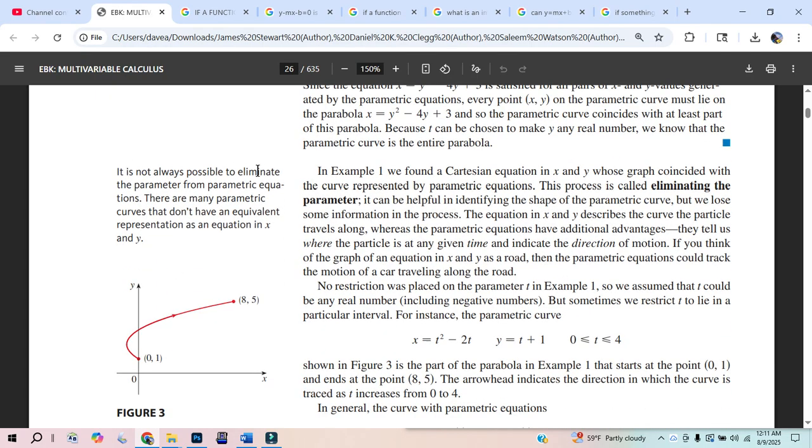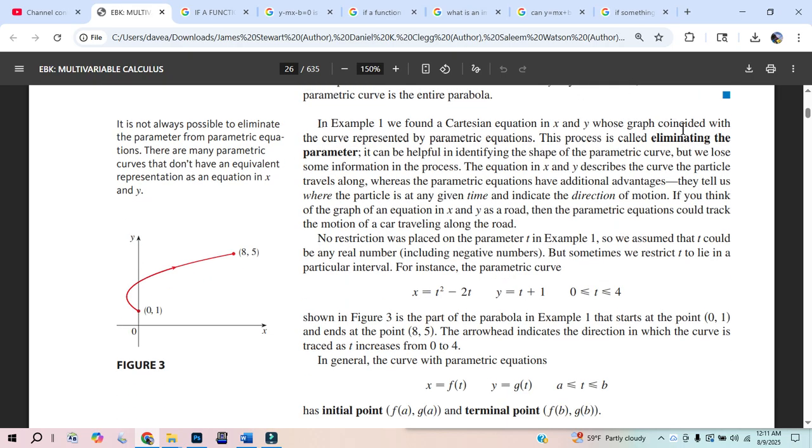It is not always possible to eliminate the parameter from parametric equations. There are many parametric curves that do not have an equivalent representation as an equation in x and y. Okay, hell yeah. And so in example 1, we found a Cartesian equation in x and y whose graph coincided with the curve represented by parametric equations. So that process is called eliminating the parameter. It can be helpful in identifying the shape of the parametric curve, but we lose some information in the process.